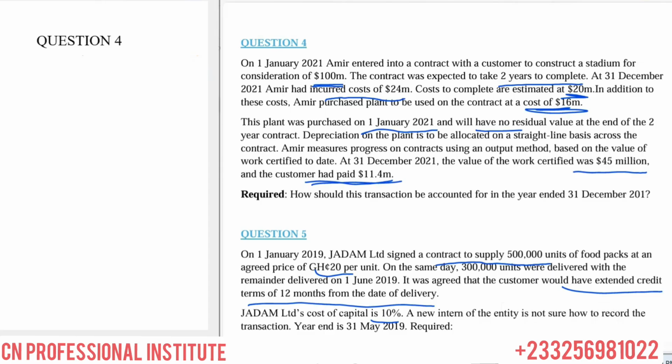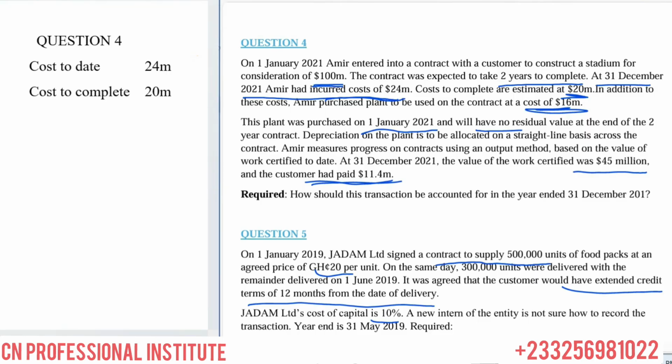So with this question, the only complication is, we had our normal cost to date. So let's check. What was the cost to date in the question? At 31st December, AME had incurred cost of 24. So cost to date is 24 million. Are you following? And then cost to complete. The cost to complete was 20 million. That has also been stated in the question, right? Cost to complete was also 20 million. But they purchased a plant.